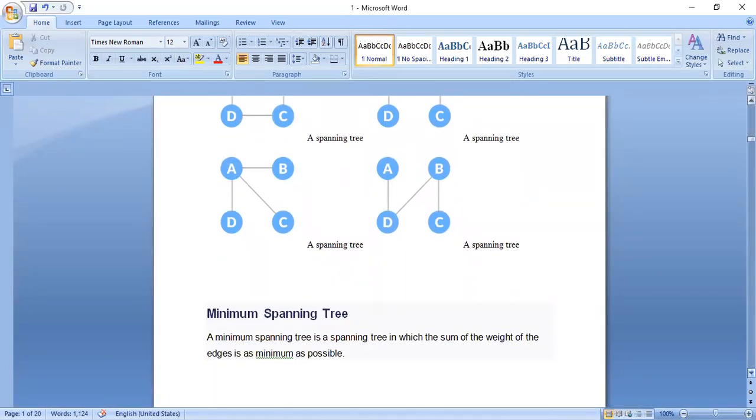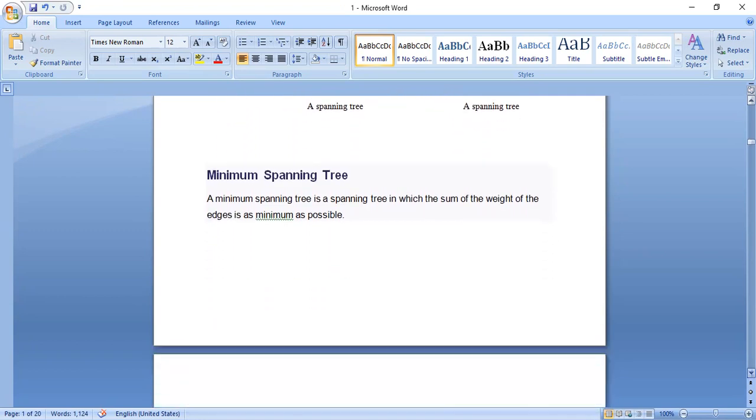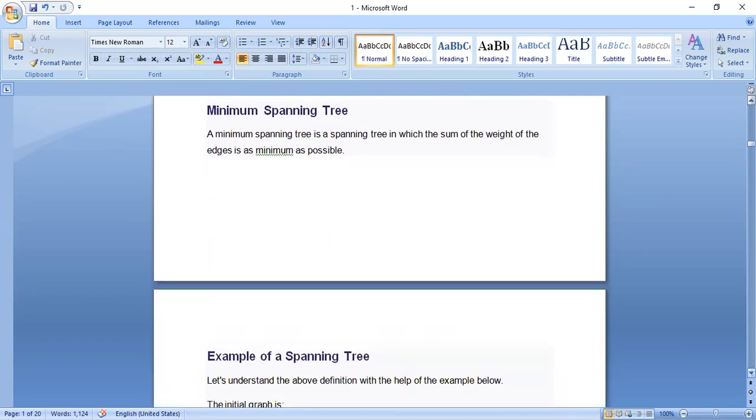So in this way, we will have different spanning trees. Now we will go to the definition of minimum spanning tree. We have n number of spanning trees which connect different vertices of a given graph. But what we need is a minimum spanning tree. That means with a minimum weight of edges, I should visit all the vertices. So that is the name of minimum spanning tree.